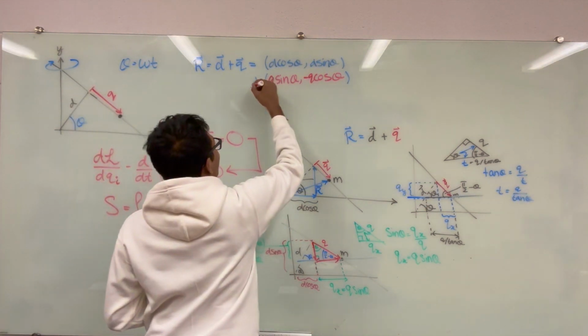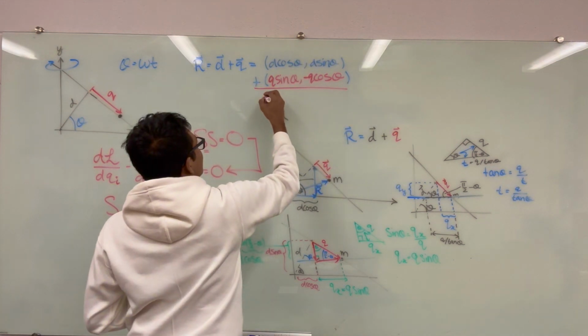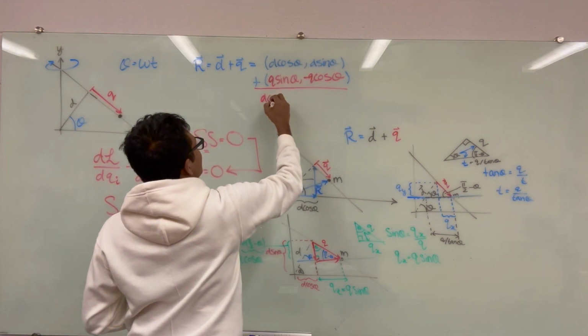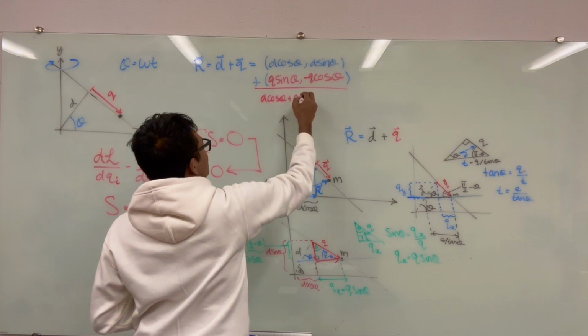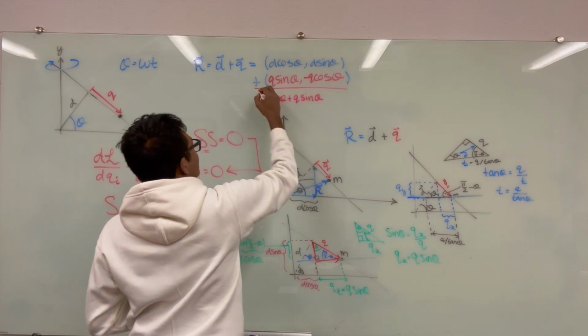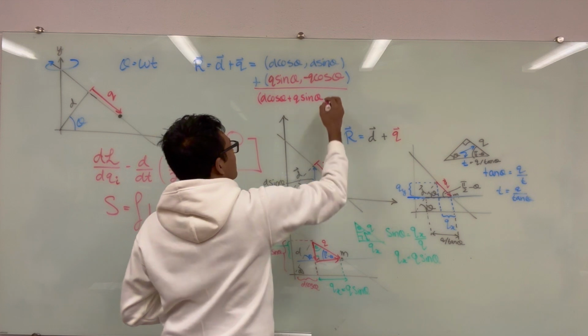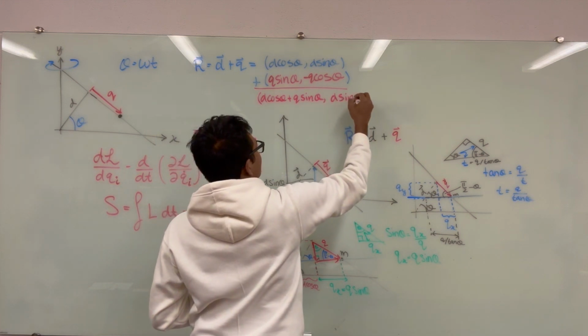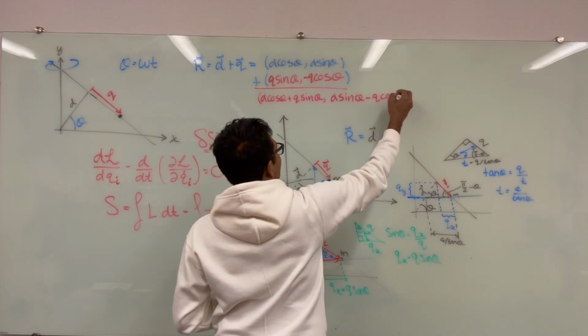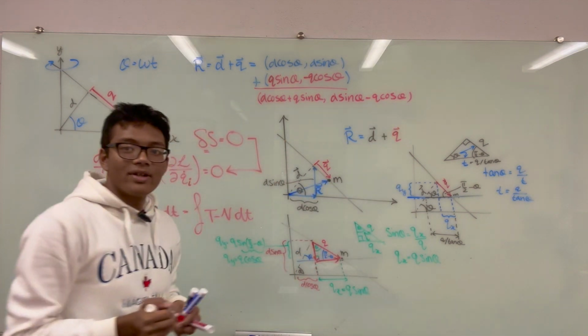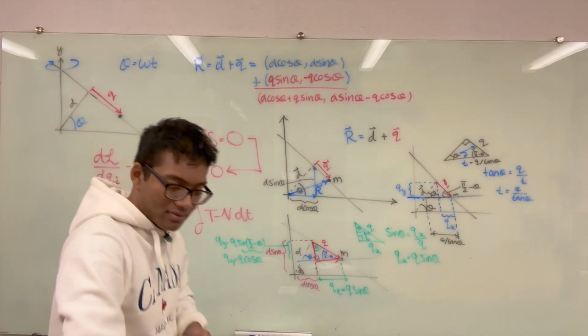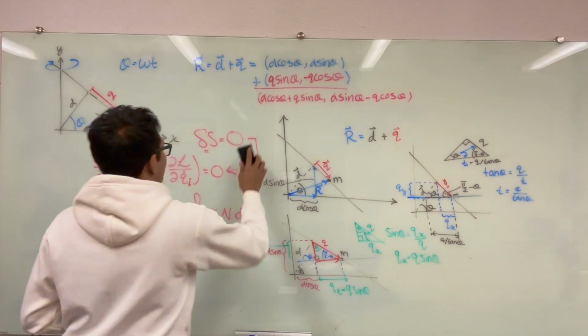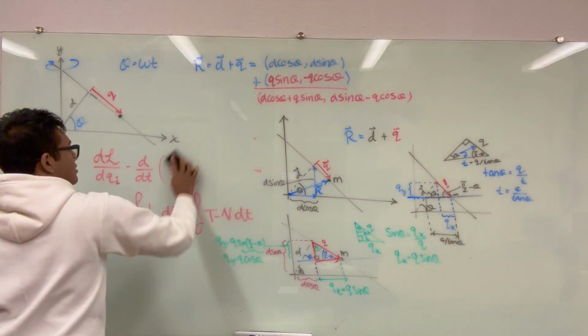So now let's go ahead and add these up. So we have d cosine theta plus q sine theta. That's the total x coordinate of our particle. And d sine theta minus q cosine theta. Okay, very good. So now let me erase everything we don't need.